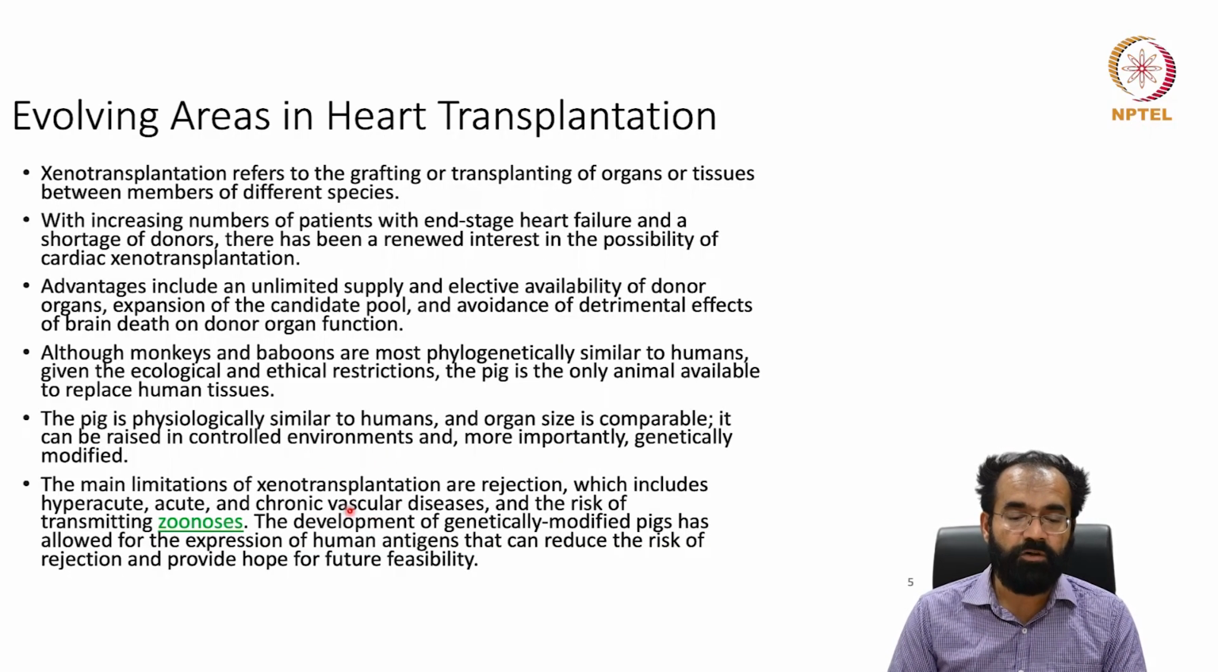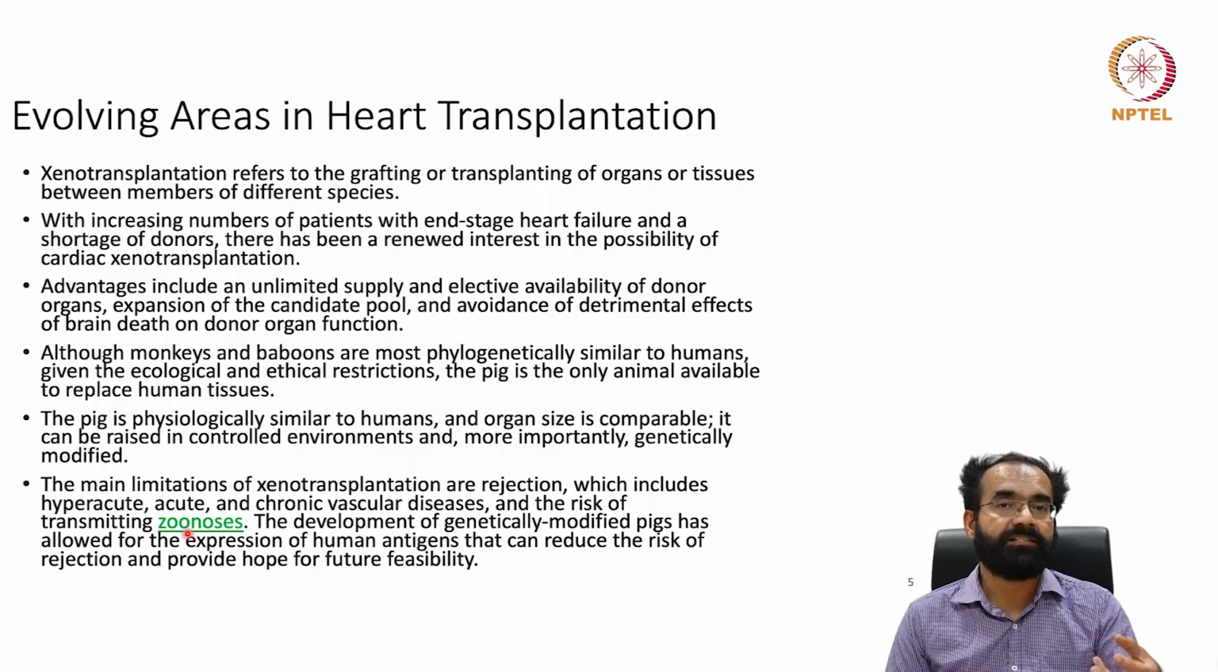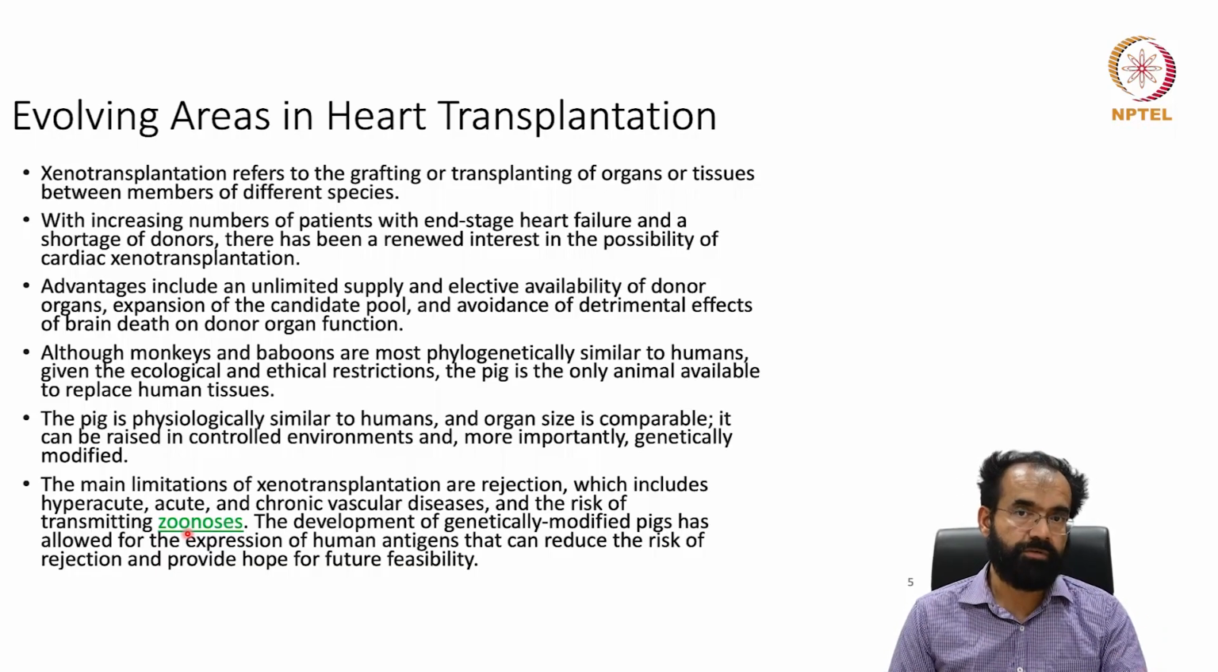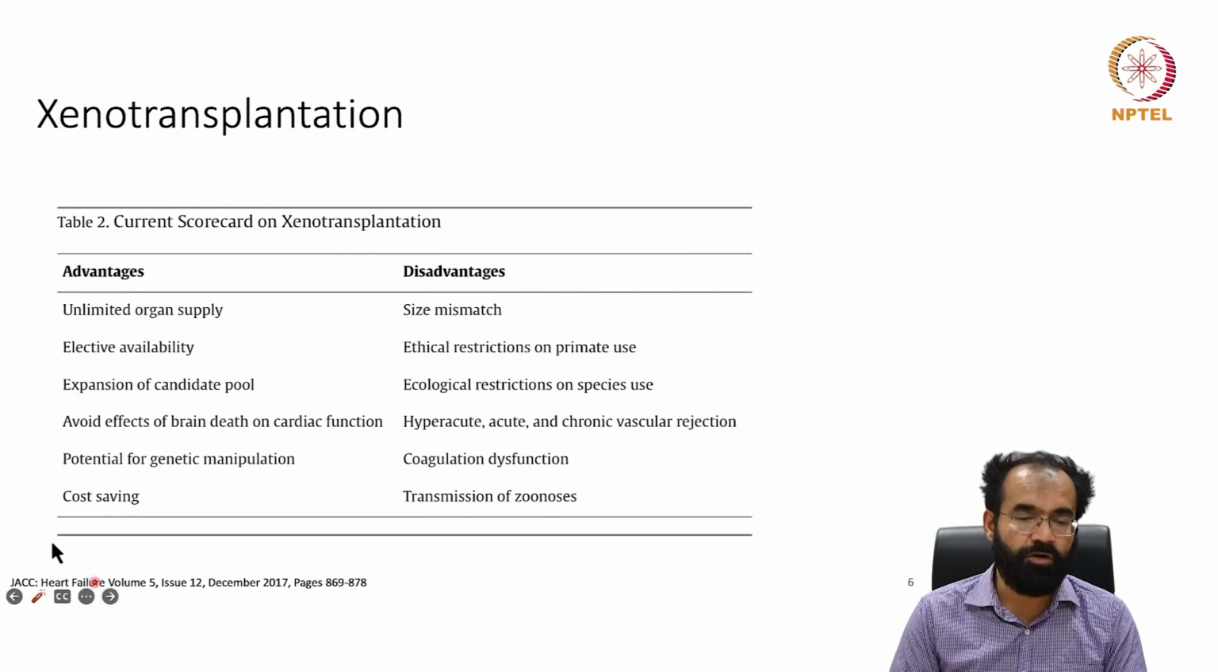So the main limitations of xenotransplantation are the rejection, which includes hyperacute and acute and chronic vascular diseases, and the risk of transmitting zoonosis, that is, various diseases called zoonotic diseases, like many viruses that are present in the donor, which can come into the host and create some zoonosis. So the development of genetically modified pigs has allowed the expression of human antigens that can reduce the risk of rejection and provide hope for future feasibility. That is called a humanized pig or humanized organ.